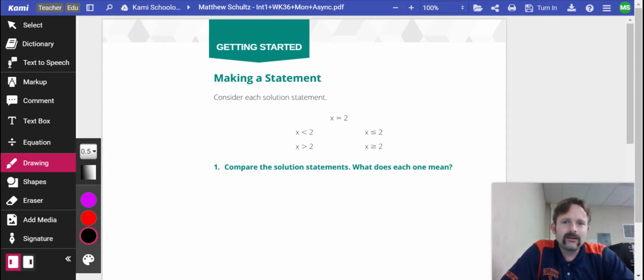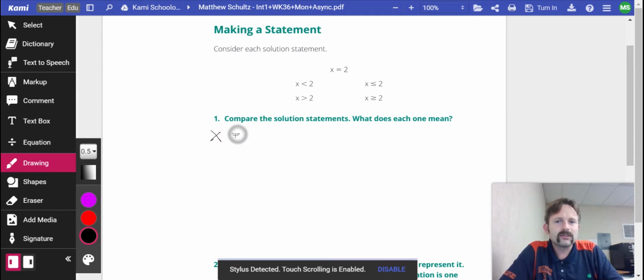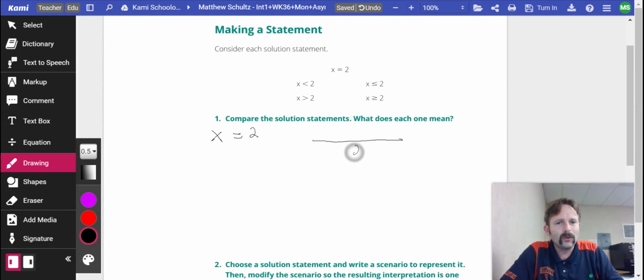Our intro. Consider each solution statement. Compare the solution statements. What does each mean? Okay, well, we have x equals 2. So, x equals that number. So, at 2, the value, this is what x is equal to. It's at 2. If we have x is less than 2, that means it's every number, but not including 2.